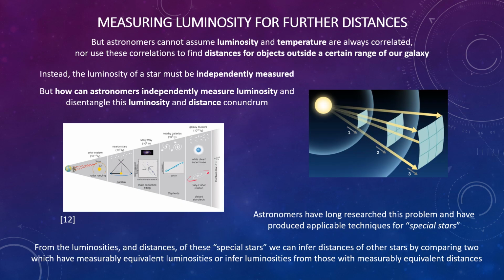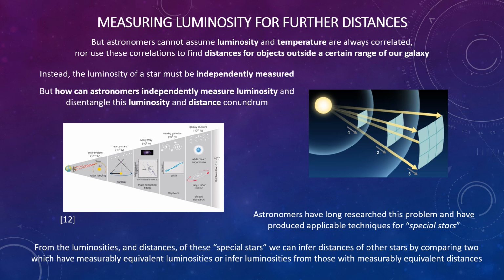So measuring the luminosity for further distances gets very tricky. We can't always assume that luminosity and temperature are correlated, nor can we use these correlations to find the distances for objects outside a certain range of our galaxy. Instead, the luminosity of a star must be independently measured. But how can astronomers independently measure luminosity and disentangle it from distance? Astronomers have researched this problem for a very long time and have found some techniques that work for what we call special stars, which we will talk about in the later slides.